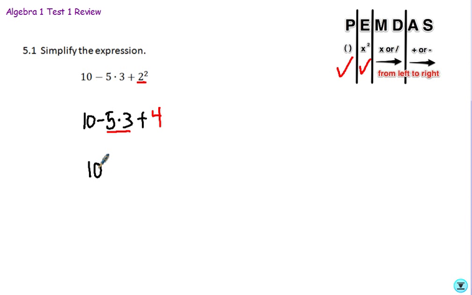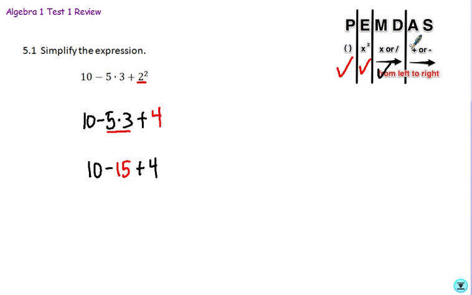In two ways you can think of this. You can think of this as 10 minus 15, since 5 times 3 is 15. Or you could think of it as negative 5 times 3, which would be a negative 15 as well. And actually, I wanted to do that in red so we see what changed on this particular one. And then plus 4. All right, so we got that one done.